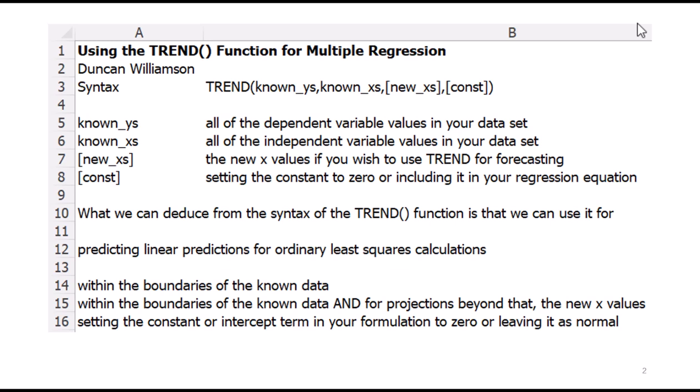What we can deduce from the syntax of the trend function is that we can use it for making linear predictions for ordinary least squares calculations. That's within the boundaries of the known data, and for projections beyond that. The new x values setting the constant or intercept term in your formulation to 0 or leaving it as normal.